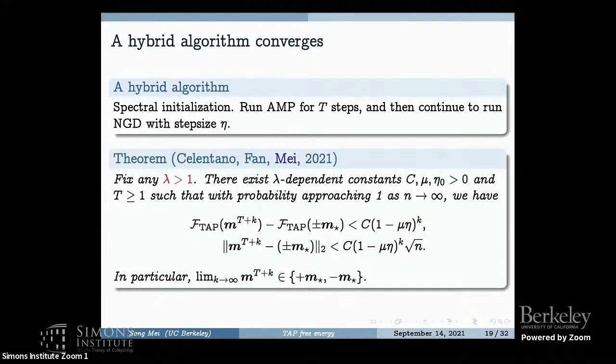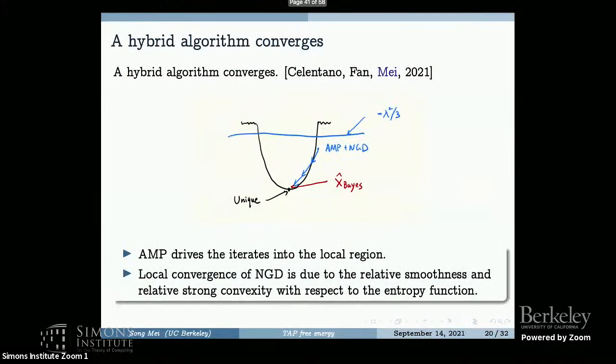Okay, so this is a hybrid algorithm. We show that if you do spectral initialization, run AMP, go to the local neighborhood, and then continue to run NGD, it will converge to this unique minimizer. And the convergence of NGD is purely due to the geometric property of this type free energy. It's due to the relative smoothness and relative strong convexity.